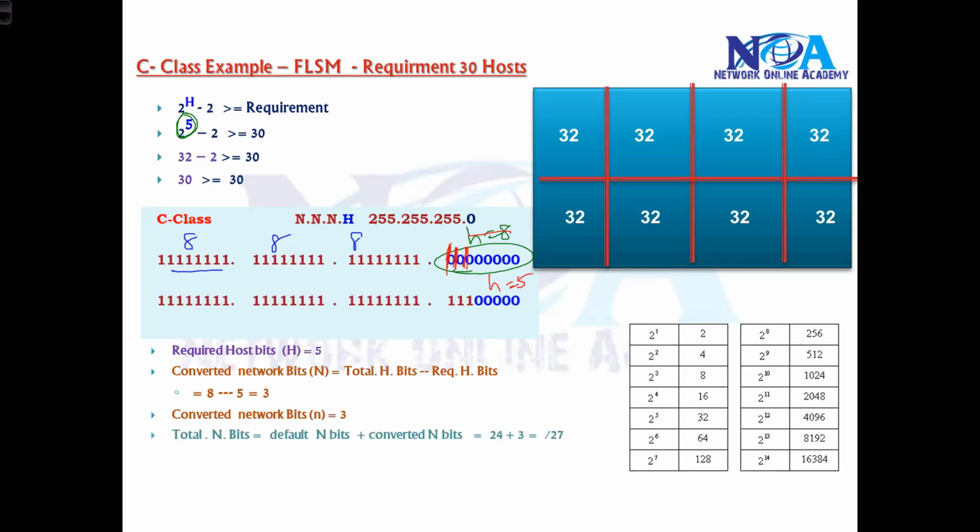If you convert these 3, the total becomes 27, because by default there are 8, 8, 8, and we have 3 now. So it becomes a total of 27, that is /27 we call it, which means 27 network bits and 5 host bits. The subnet mask will be 255.255.255.224, because if we add 128 plus 64 plus 32, it becomes 224. So if your requirement is 30 hosts and you're using only 5 host bits, then we have to use the subnet mask 255.255.255.224.